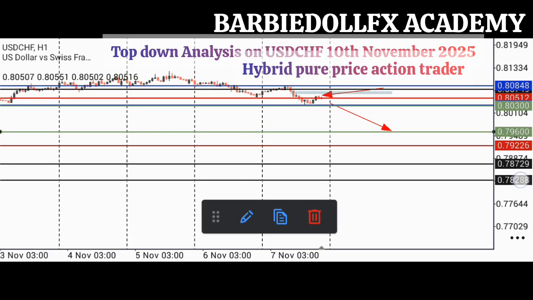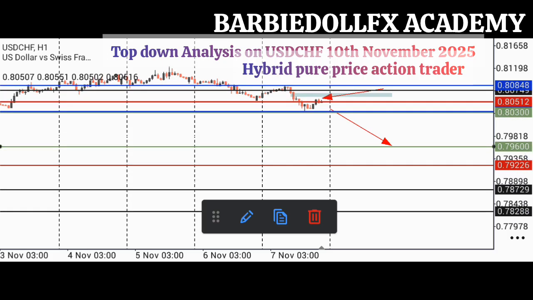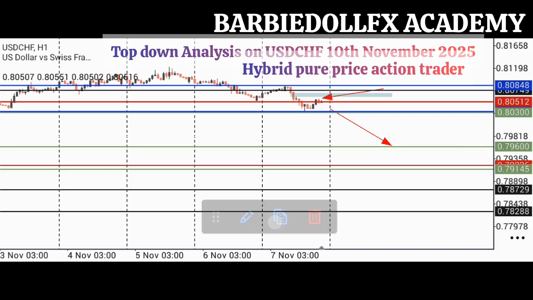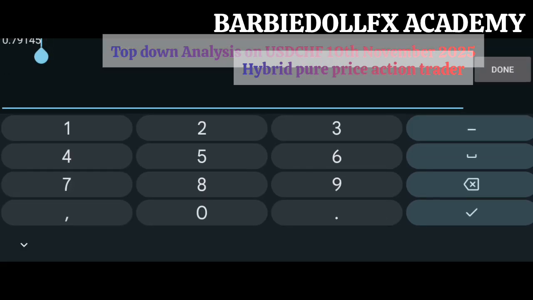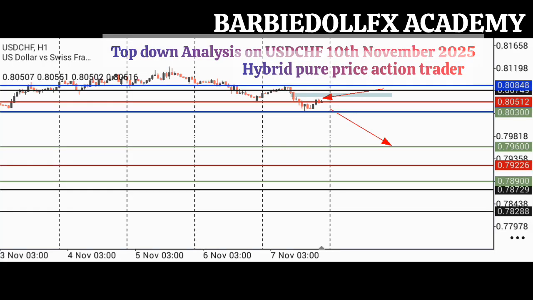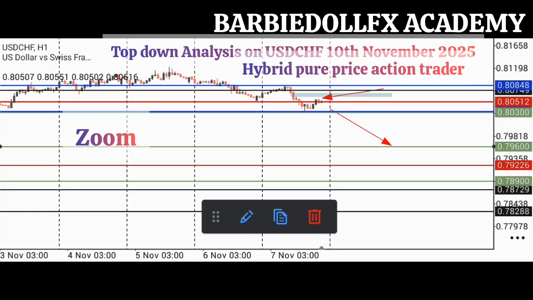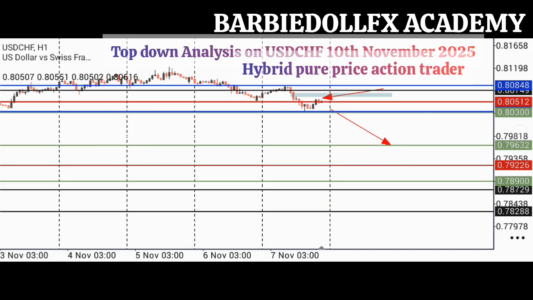Then I can even go as low as this monthly demand zone. You know, it's a monthly structure. Let me say 7,890. Okay, let me use 7,890 so that if I'm clearing the chart, it's 7,890, right? So these are the two places I might target.